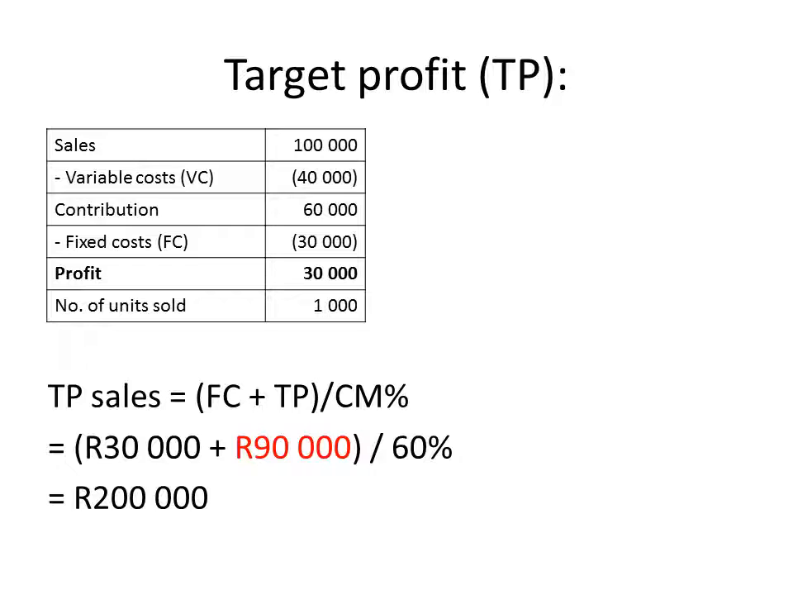Similarly, if you want to calculate the sales value that you need for the target profit, you do the same thing. We add the fixed cost of 30,000 to the target profit of 90,000 and divide it by the contribution margin percentage. That will give you the sales value that you need to reach in order to make a profit of 90,000 Rand.